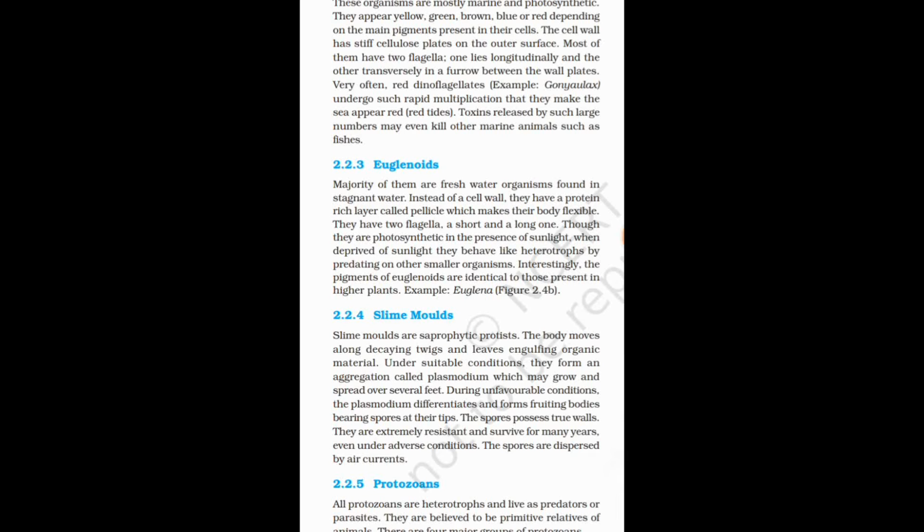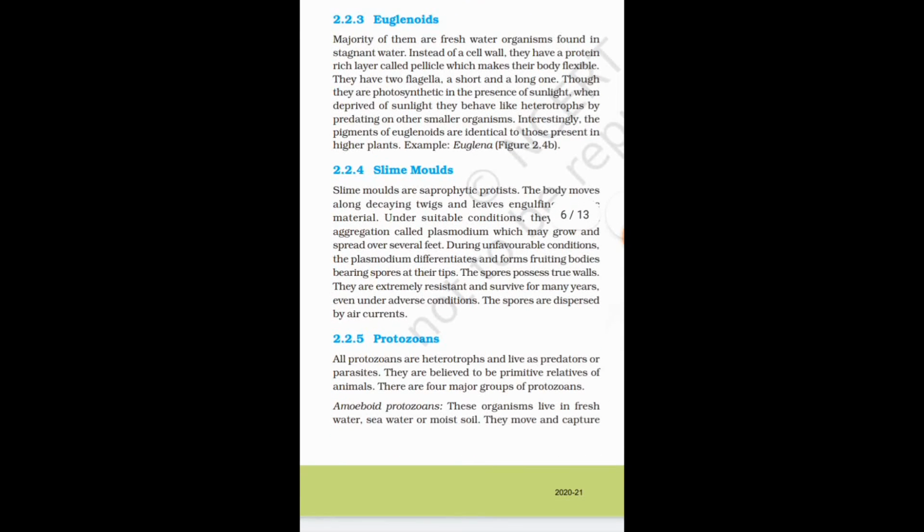2.2.3 Euglenoids. The majority of them are freshwater organisms found in stagnant water. Instead of a cell wall, they have a protein-rich layer called pellicle, which makes their body flexible. They have two flagella, a short and a long one. Though they are photosynthetic in the presence of sunlight, when deprived of sunlight they behave like heterotrophs by predating on other smaller organisms. Interestingly, the pigments of euglenoids are identical to those present in higher plants. Example: Euglena.